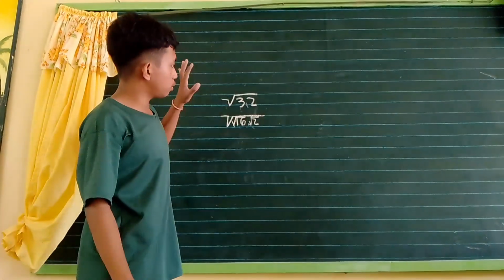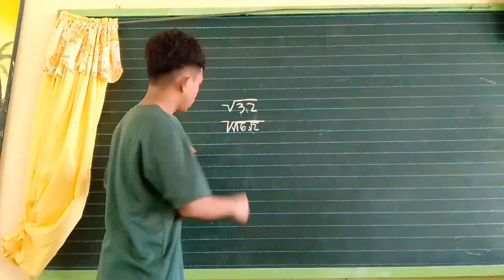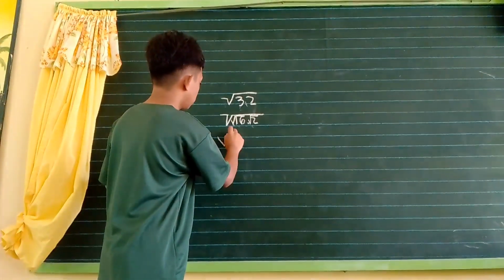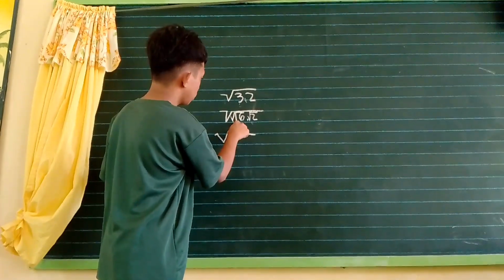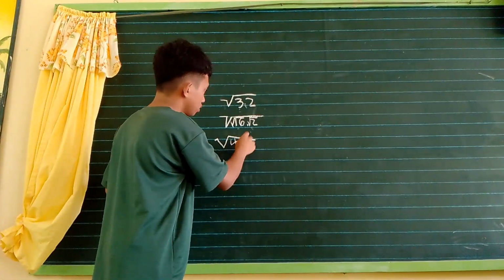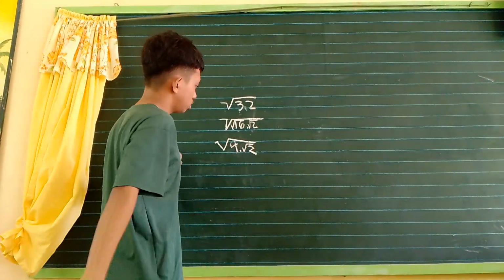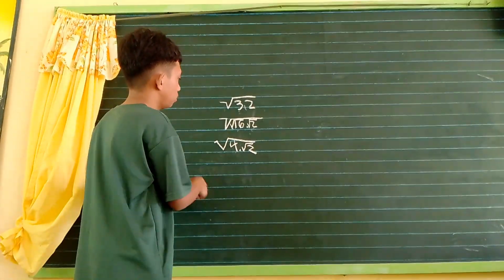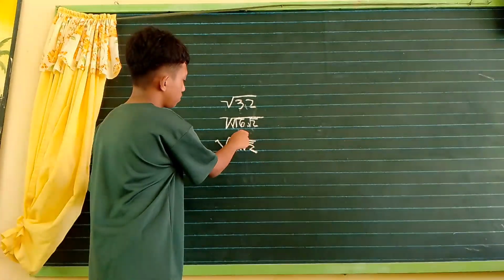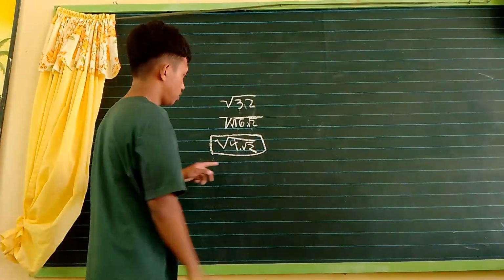And to finalize the answer, you have to factor it again. The square root of 16 is 4, and copy the square root of 2. The final answer is 4 square root of 2.